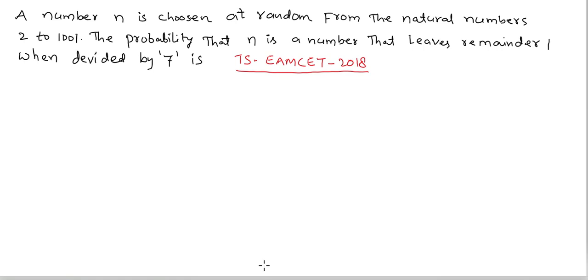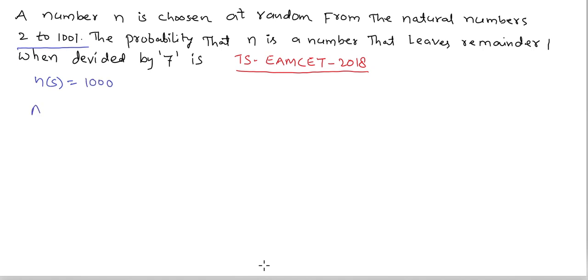A number n is chosen at random from the natural numbers 2 to 1001. The probability that n is a number that leaves remainder 1 when divided by 7 is. This is TSM set 2018 question. Here is n of S. N of S, total numbers is equal to 2 to 1001, that is 1000 numbers.